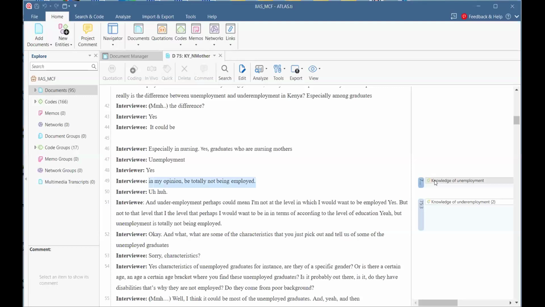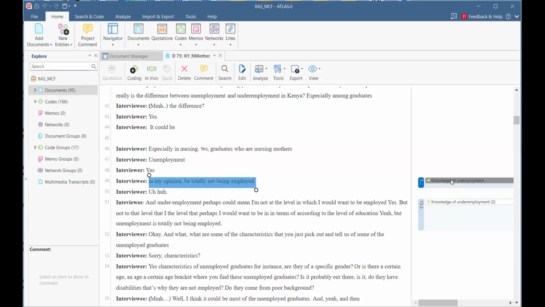But for this phase, the first thing we coded is the question: what is the difference between unemployment and underemployment in Kenya? This is especially among graduates. The interviewee said yes, it could be, and kept quiet, especially in nursing. The interviewer interjected, yes, graduates who are nursing mothers. The interviewee said, in my opinion, unemployment would be totally not being employed.